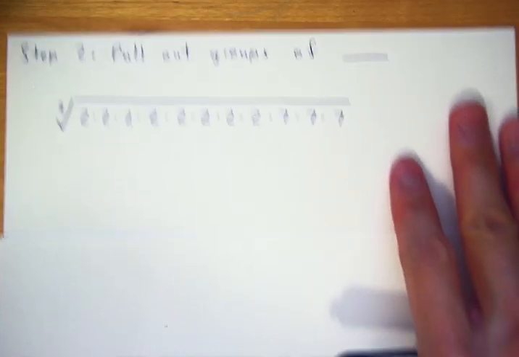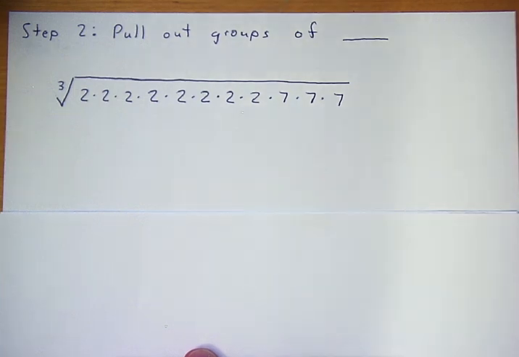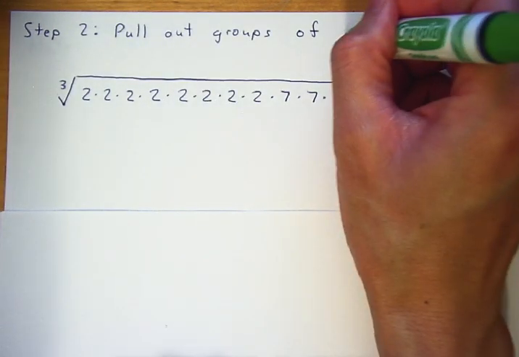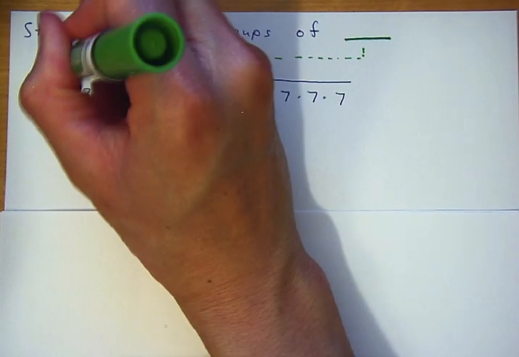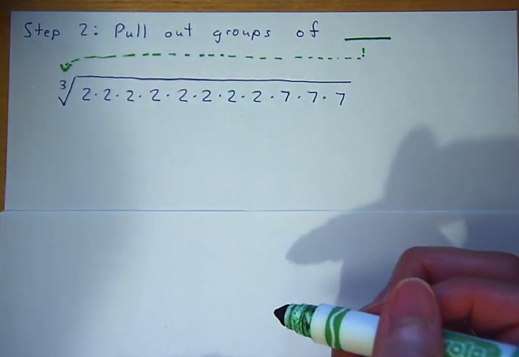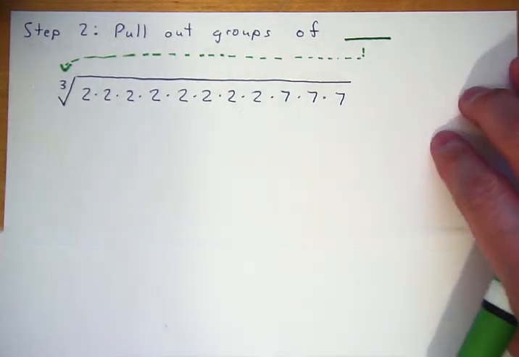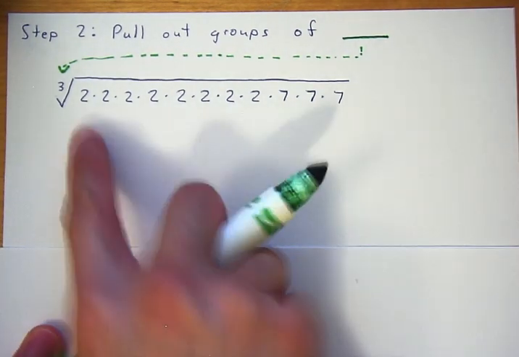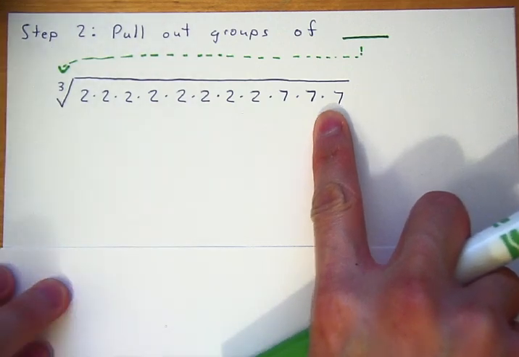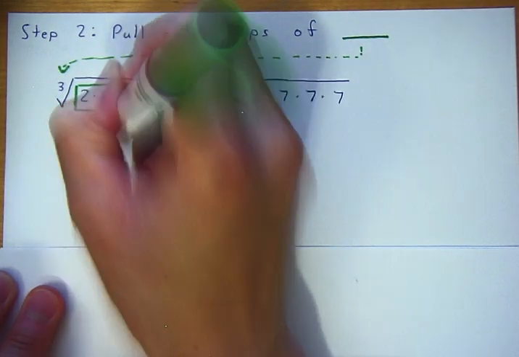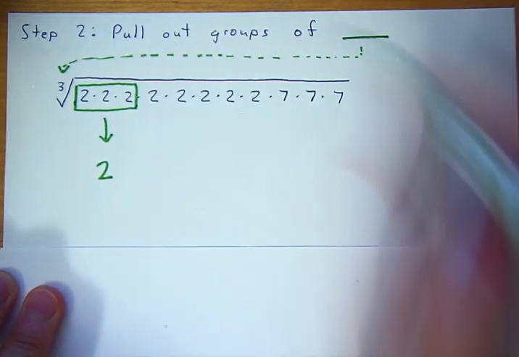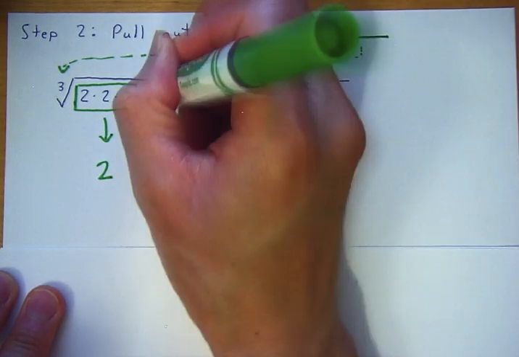All right. So once you've finished the prime factorization, step 2. Here's our example, you're going to be pulling out groups of numbers. How big of a group of numbers you're pulling out will depend on this number right there. So because that number is a 3, you're going to be pulling out groups of 3 from the inside here. So I see a group of 3 2s. So I pull one out. I see another group of 3 2s.